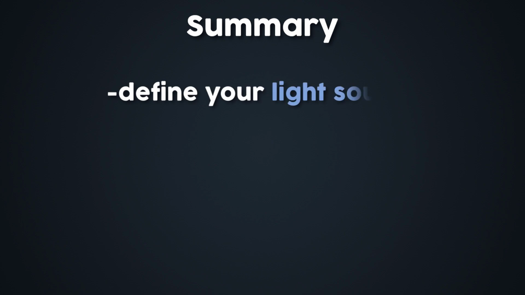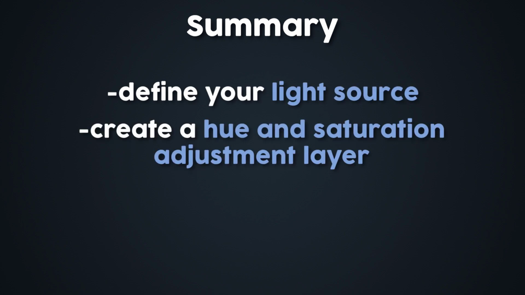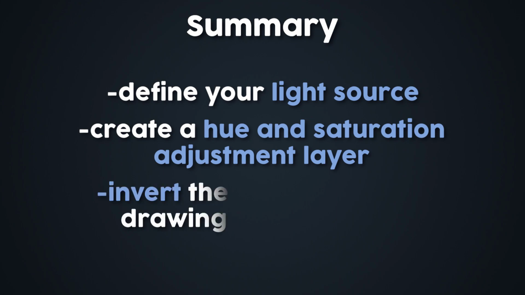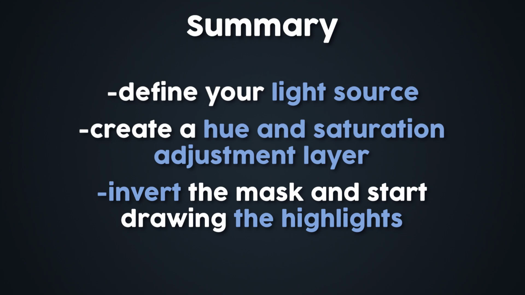Now I'm going to summarize this technique. So first you have to define your light source. In step 2, create a hue and saturation adjustment layer and adjust the colors to your light. Don't forget to clip the adjustment layer to your object and check if you have a mark set at the colorize option. Step 3, invert the mask and start drawing your highlights with a white brush.